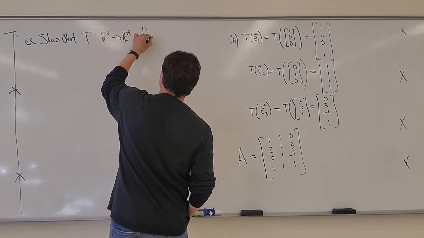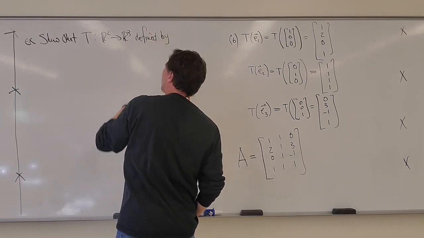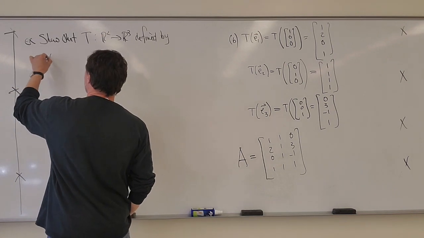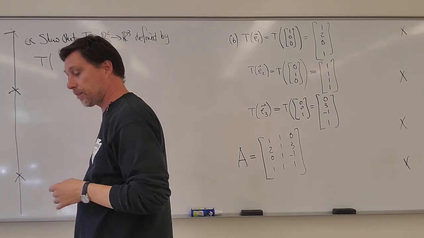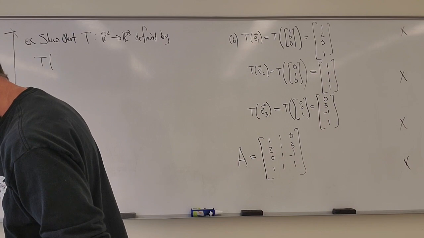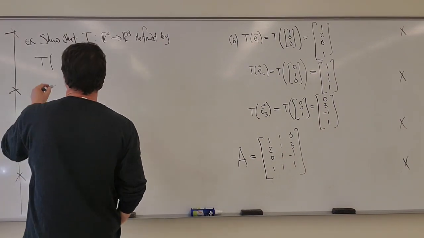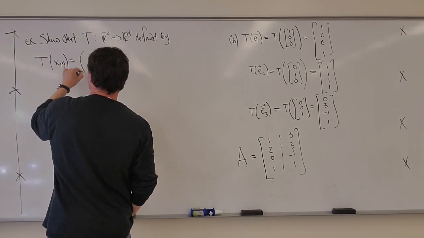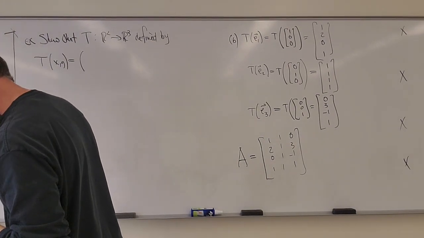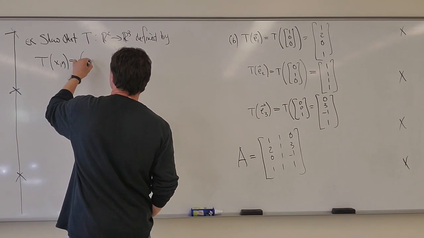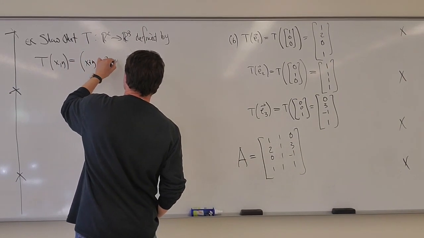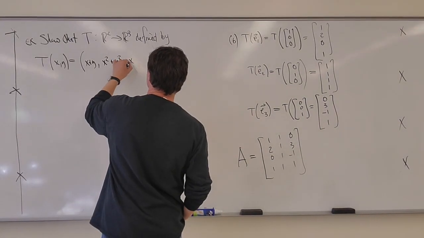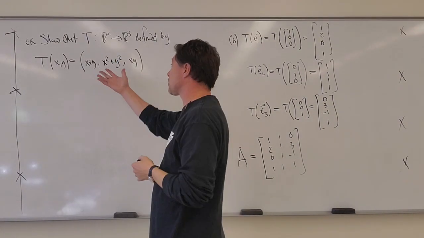Defined by, and I normally use column vector notation just so you can see how the book does it. I'm going to write it down in ordered tuple notation here. So T of x, y equals, and the formula will go like this: x plus y, x squared plus y squared, and xy. So here's our transformation, our function.